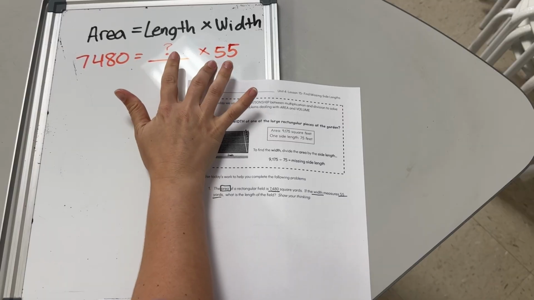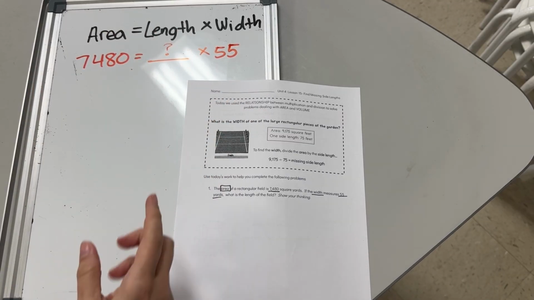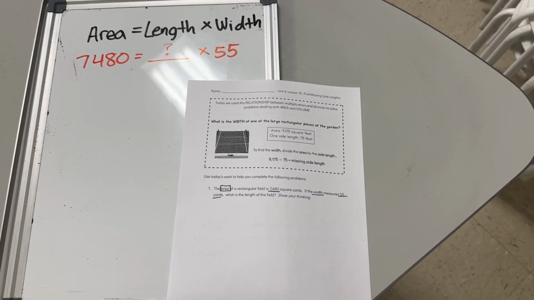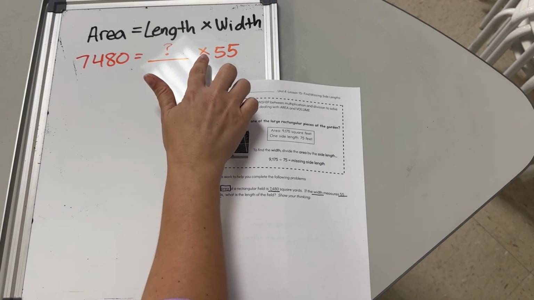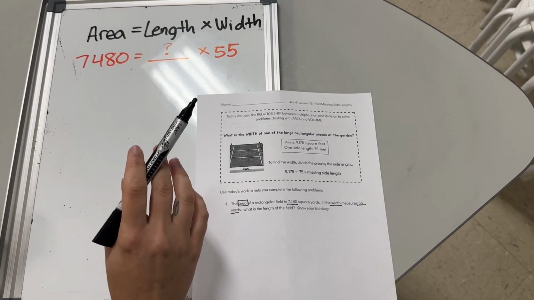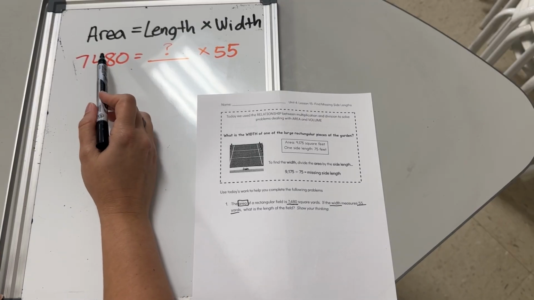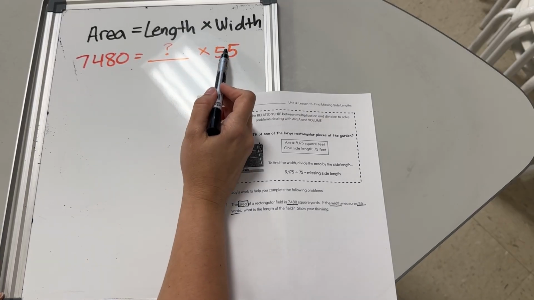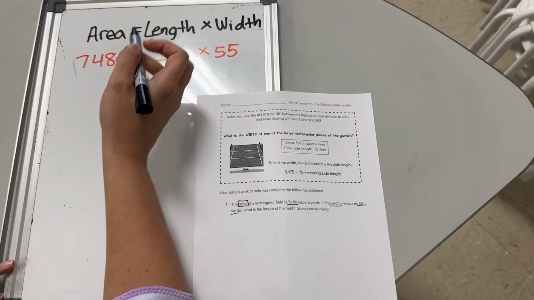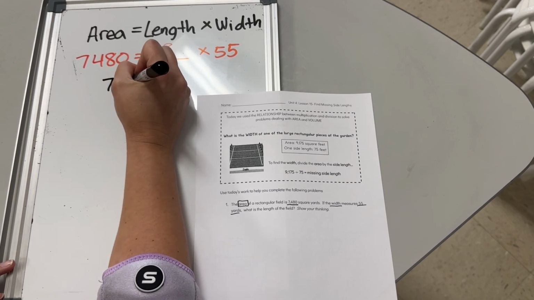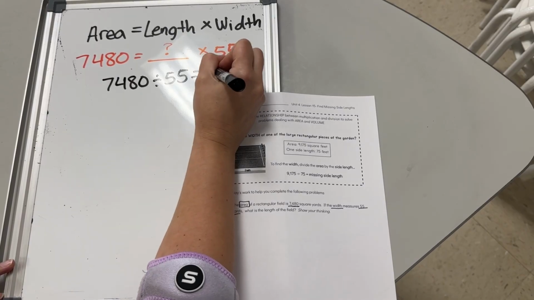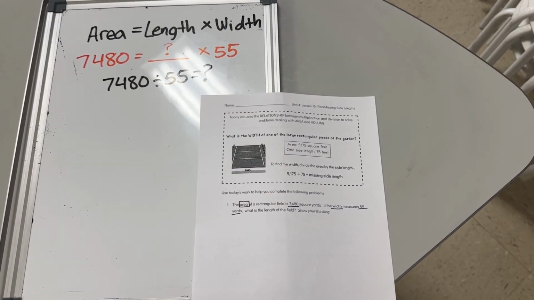Anytime I'm missing a factor like this, I can find it by doing the inverse operation. The inverse means the opposite. So in this case, I'll have to do the opposite of multiplication, which is division. What I'm going to end up doing is I'm going to take the area, I'm going to divide it by the width, and that should give me the length. So my area is 7,480. I'll divide that by 55, and that is going to give me the length.